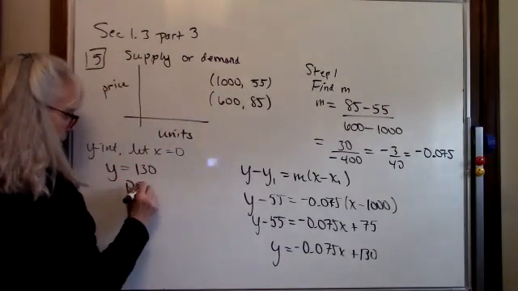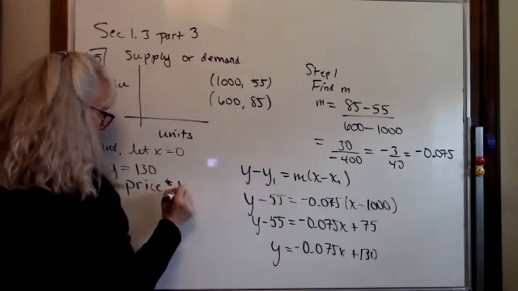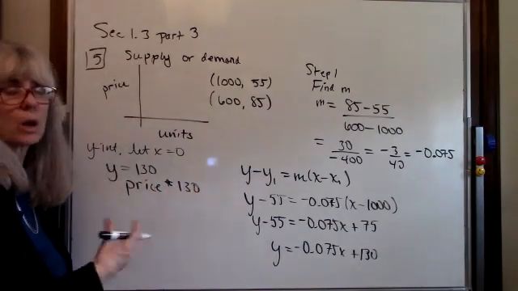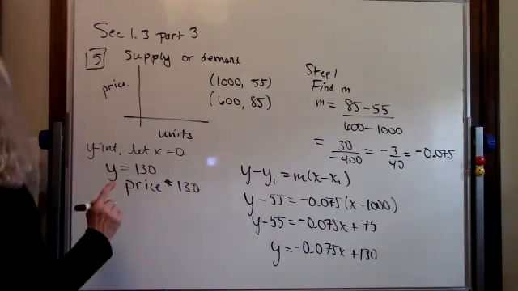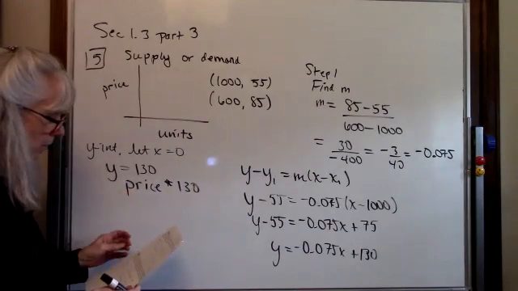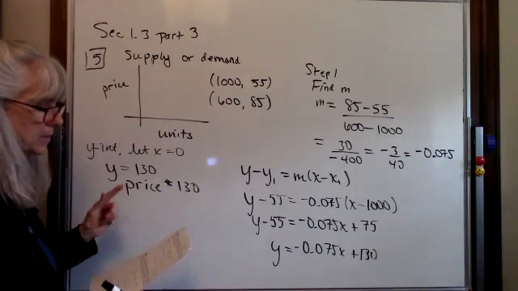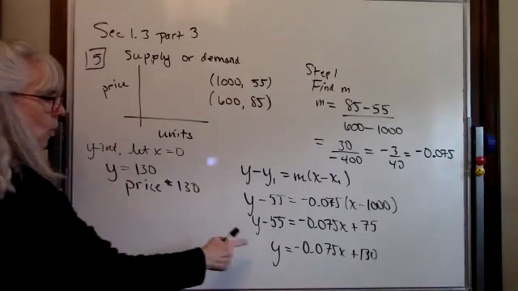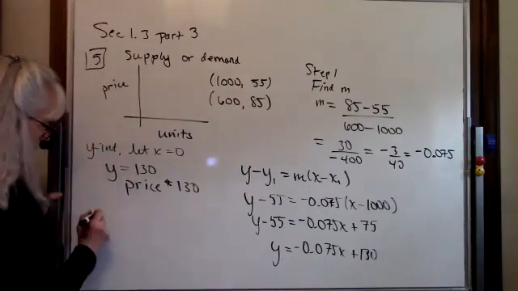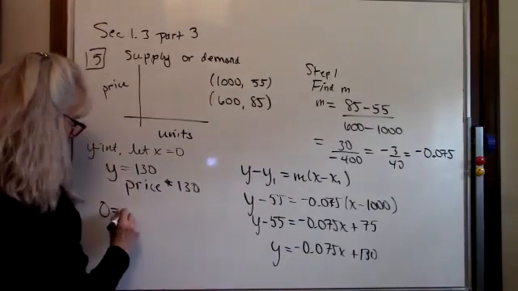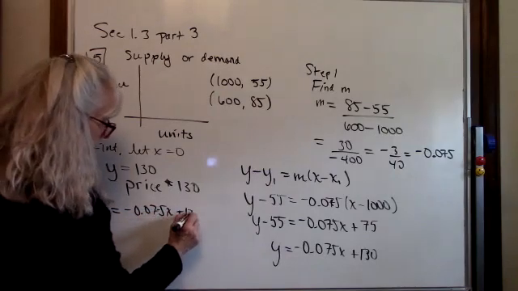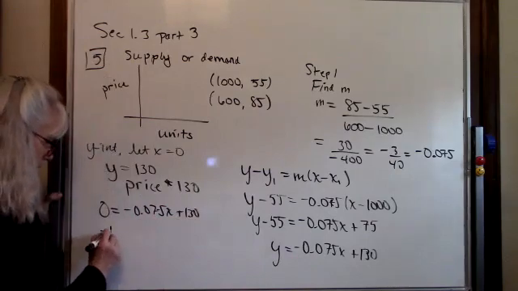So if our unit price is $130, nobody's going to want to buy our product because it's too expensive for what you're getting. It then goes on to ask you what quantity would be demanded if the commodity were free. So if we plug in y equal to 0, so it's free, 0 equals the negative 0.075x plus 130 and solve that.